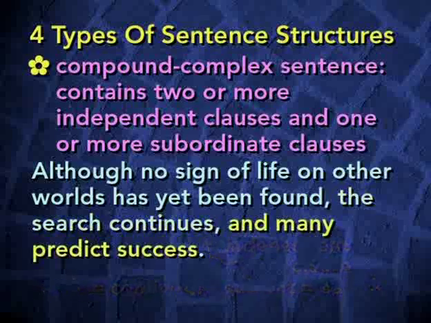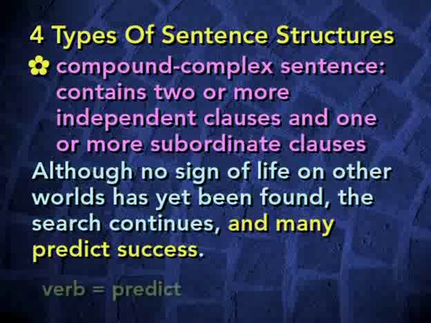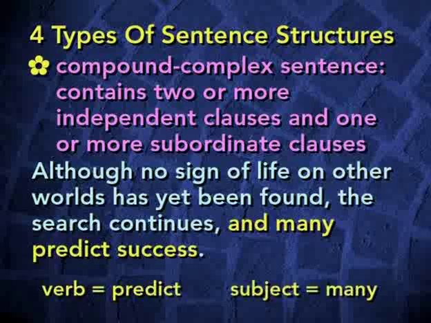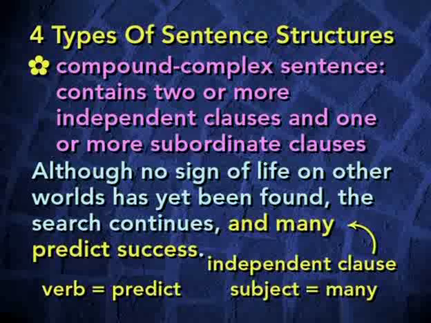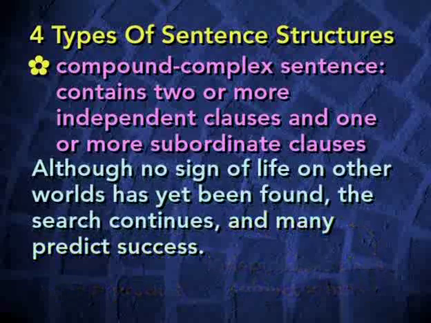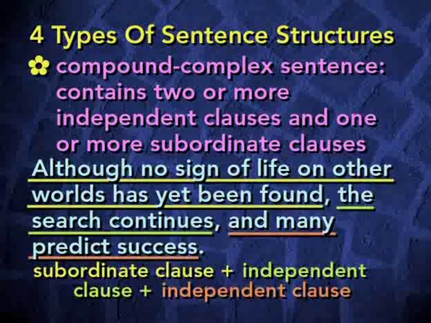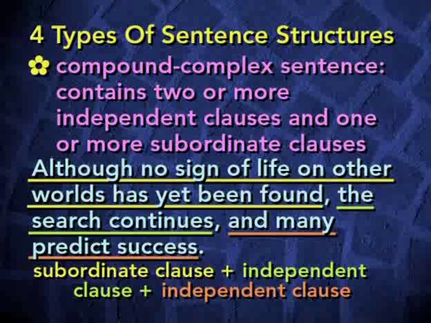What about the last group of words in the sentence? And many predict success. Once again, this is a clause because it has a subject and a verb. The verb is predict, and the subject is many. Could this stand alone as a sentence? And many predict success. Yes, it could. This expresses a complete thought, and it could stand alone as a sentence. So now let's step back and look at what we have. We have a sentence consisting of three clauses. The first one is a subordinate clause, the second one is an independent clause, and the third one is another independent clause. That's what makes this a compound complex sentence.